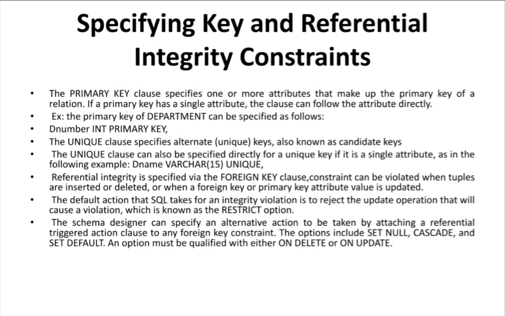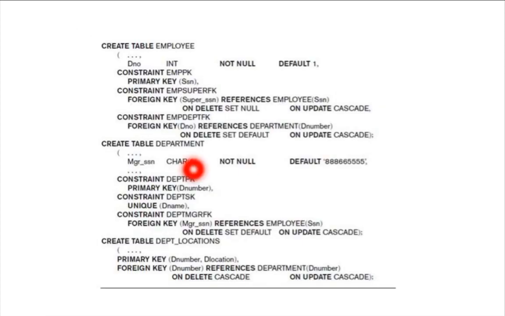Referential integrity means to relate two tables, to relate the rows of different tables. To relate the two tables, you can use foreign key constraints, right. For example, you can see you are using foreign key constraints in the employee table. Here super SSN is a foreign key, right. Here manager SSN is a foreign key. So manager SSN references the employee SSN. Hope you are understanding.